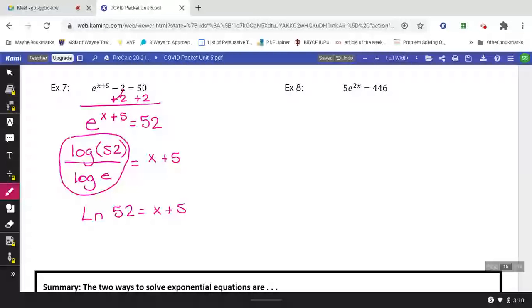So in my calculator, I'm going to do the natural log of 52. And then I'll subtract 5 from both sides. The natural log of 52, I'm getting 3.951. And then just minus 5 from that, to get an answer of x equals negative 1.049 when I rounded.